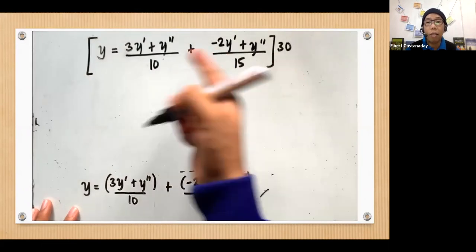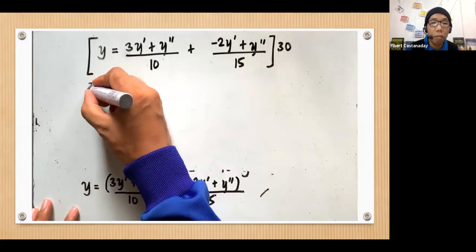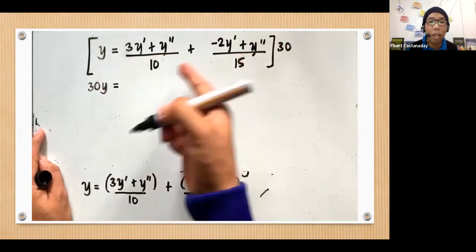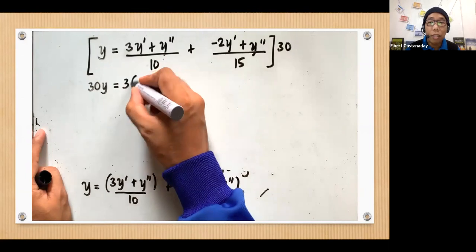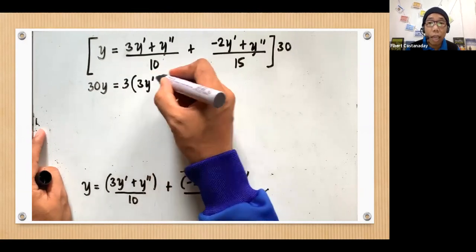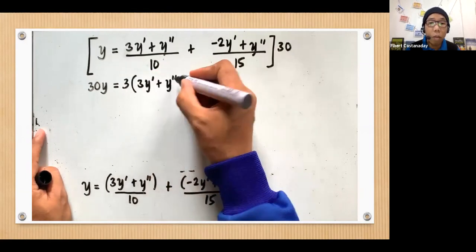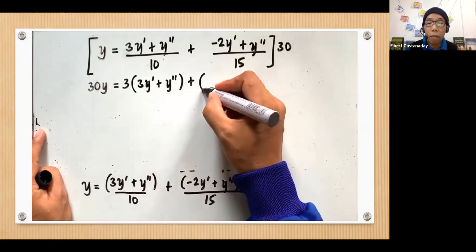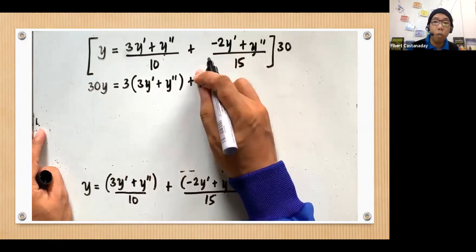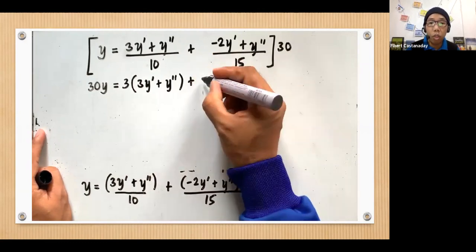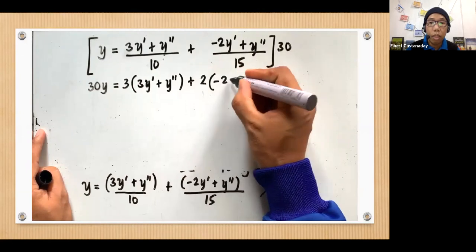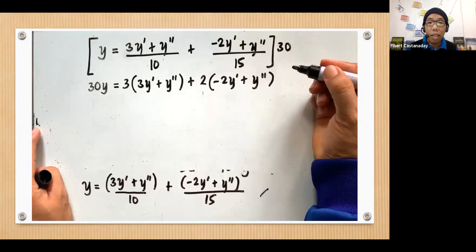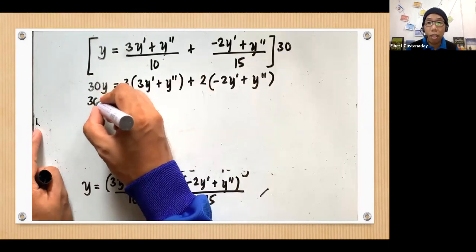Left-hand side, 30 times y, so you have 30y. This part is algebra, guys, so no worries if you're good in algebra. Here, 30 divided by 10 is 3, so multiply 3 to 3y prime plus y double prime in the numerator, plus 30 divided by 15, which is equal to positive 2. So you just put 2, then minus 2y prime plus y double prime. Okay, that's it. Now, this is not your final answer yet.